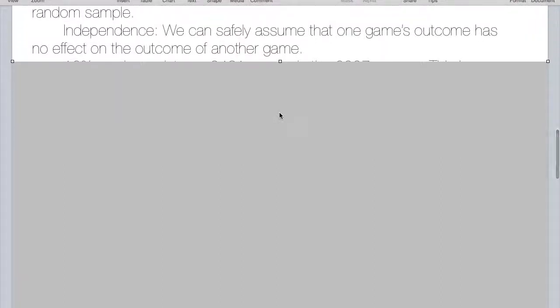Independence. This one seems kind of obvious. We're going to assume that one game's outcome, there are details, but remember, we don't want to worry about the exception to that rule. Essentially, one game's outcome doesn't have an effect on the outcome of another game. And so they would be independent of one another.